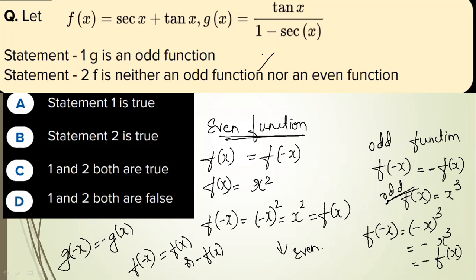This is a homework question. You take this as a homework question and get me the answer. Did you understand the hint? What you have to do: given g of x, find what g of minus x is. Similarly, for f of minus x, find what you get, and check whether out of the two statements which is true and which is false. Okay, did you understand, everyone?